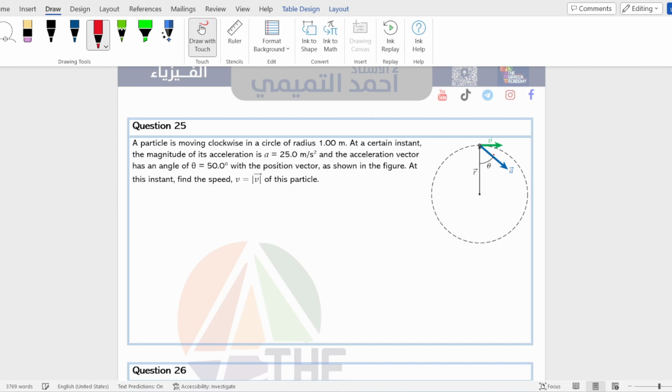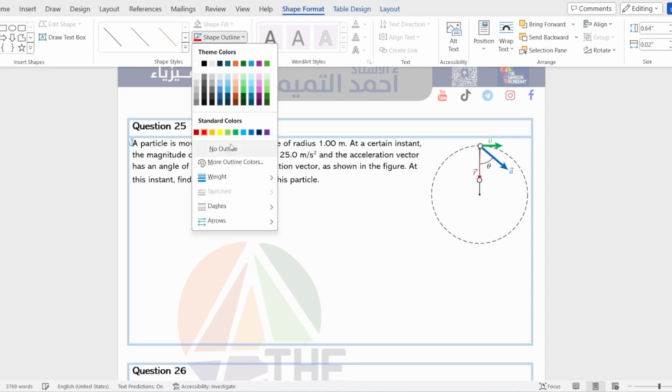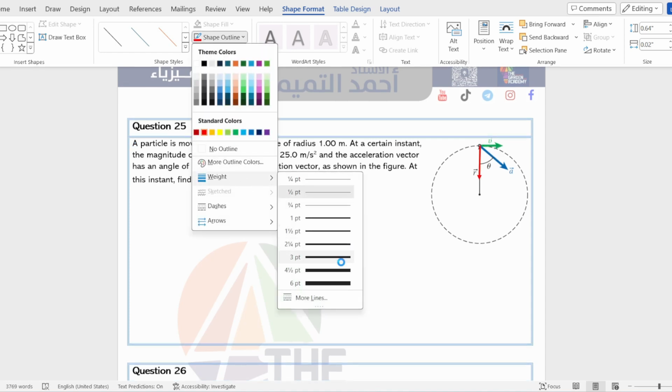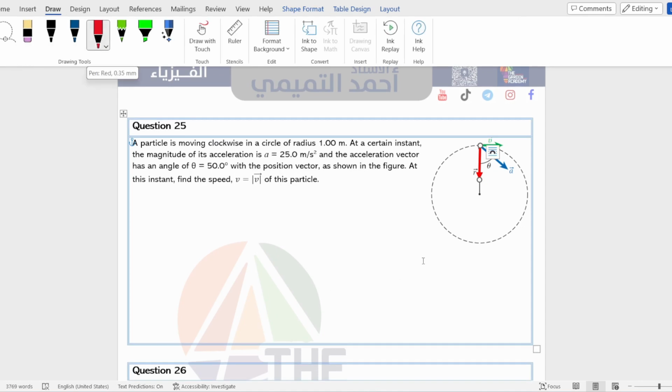Why is it in that way? Because if we draw the centripetal acceleration, it will be pointing from this point towards the center of rotation. The direction of the centripetal acceleration is always from the point of interest towards the center of rotation. Let's just make it red so you can see. What is that? This is basically the centripetal acceleration.